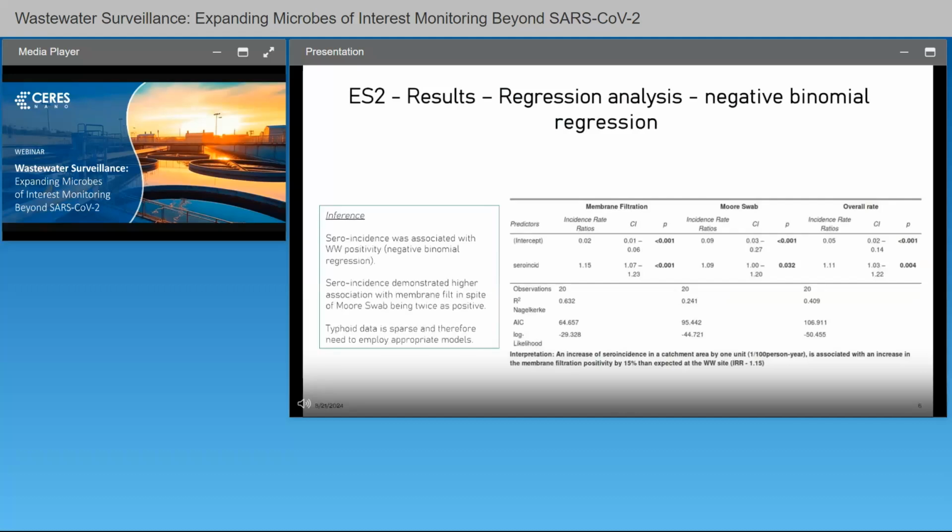Now, we are not actually interested in sero incidence; we wanted to validate our wastewater detection. So we did a regression analysis to figure out an association between the sero incidence in each catchment and the wastewater detection at that catchment over the last 1 year. We carried out negative binomial regression, and we found that the sero incidence was associated with wastewater positivity. You can see the association for membrane filtration alone, for Moore swab, and the overall rate. In this study, the sero incidence demonstrated higher association with membrane filtration, even though Moore swab was twice as often positive as membrane filtration. Right. So those are the results that we got here.